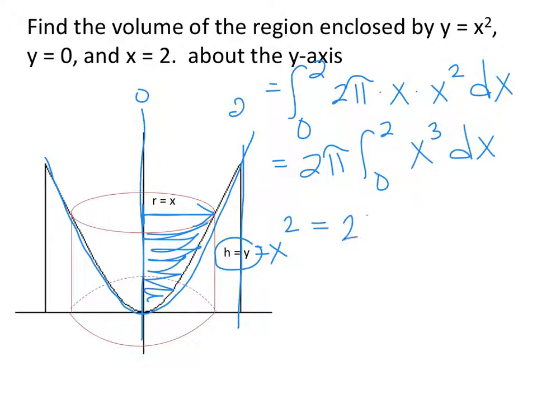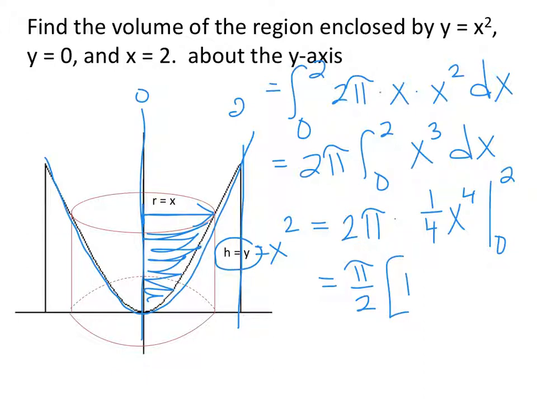So this is 2 pi times 1/4 x to the fourth, evaluated from 0 to 2. So 2 pi times 1/4 is just going to be pi over 2. 2 to the fourth is 16. 0 to the fourth is 0. So this volume is equal to 8 pi cubic units, again using our shell method.